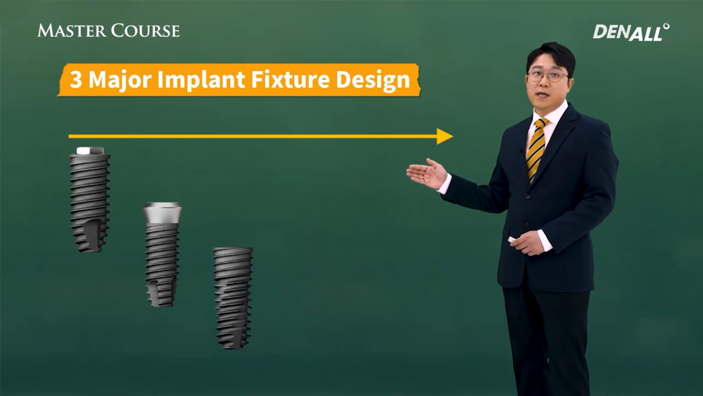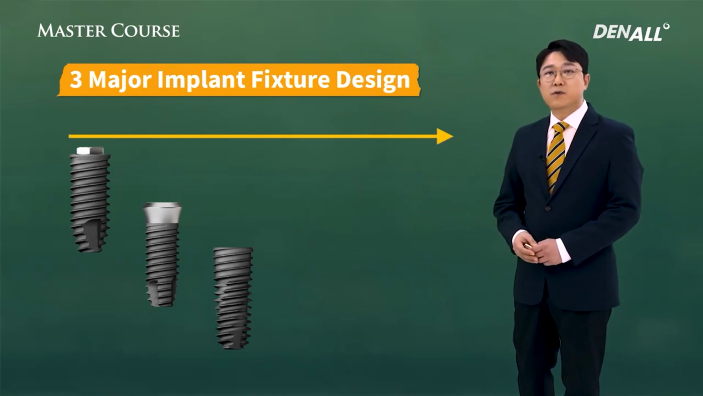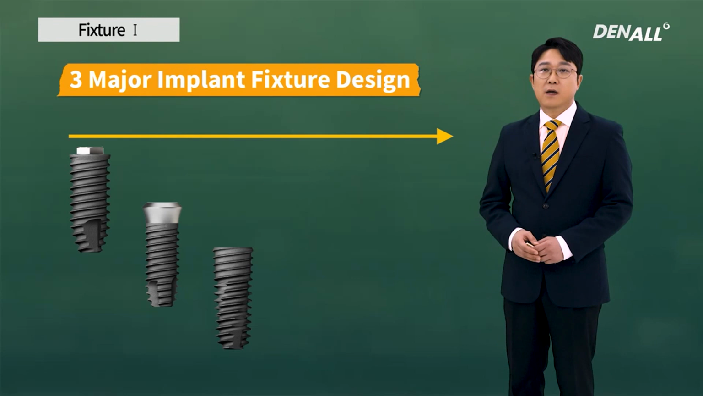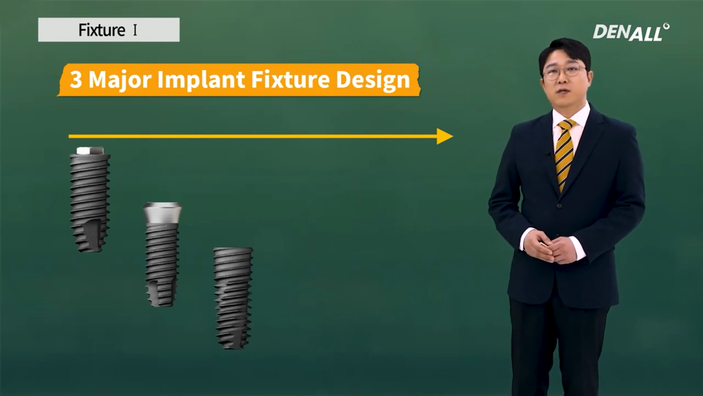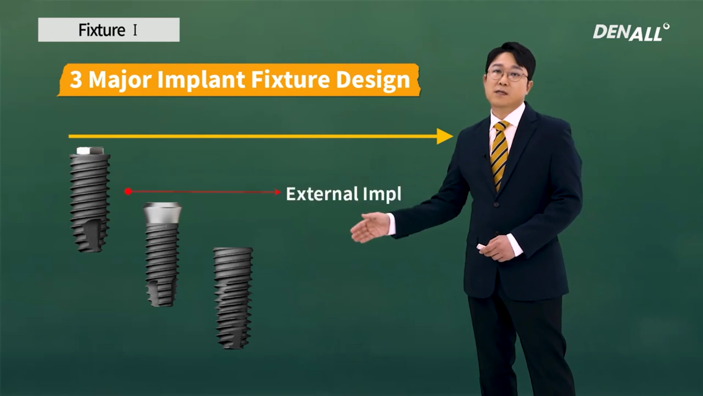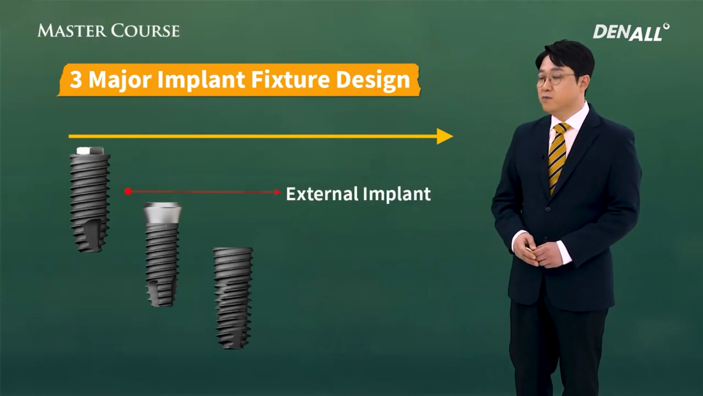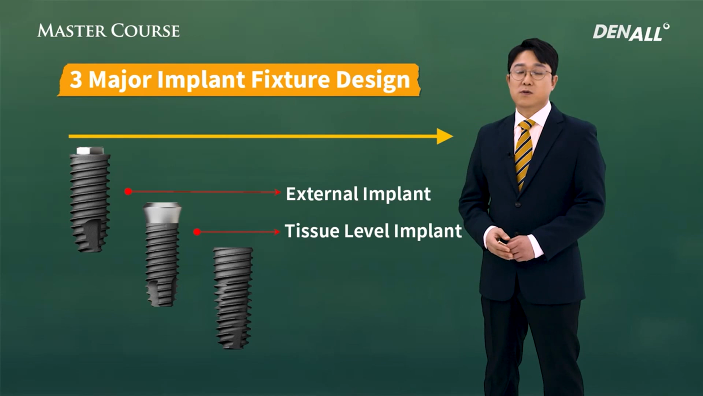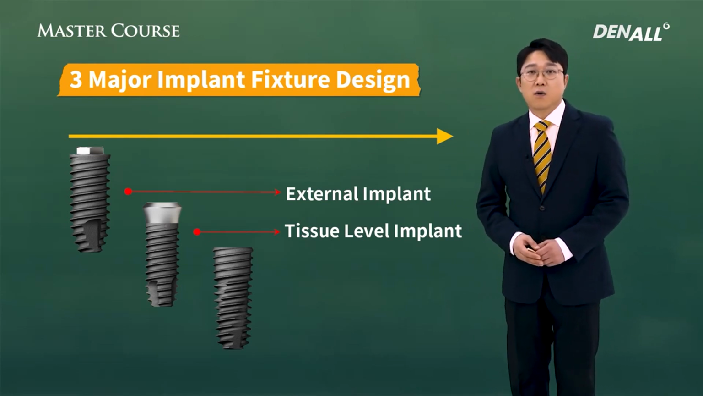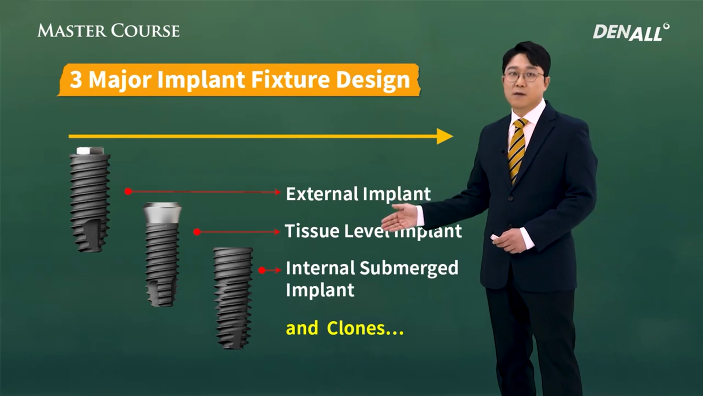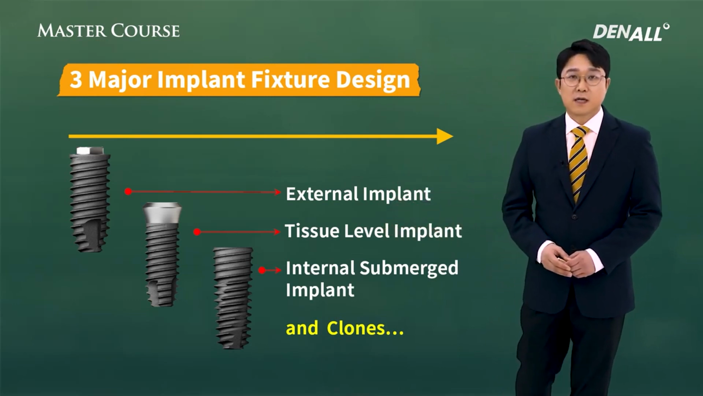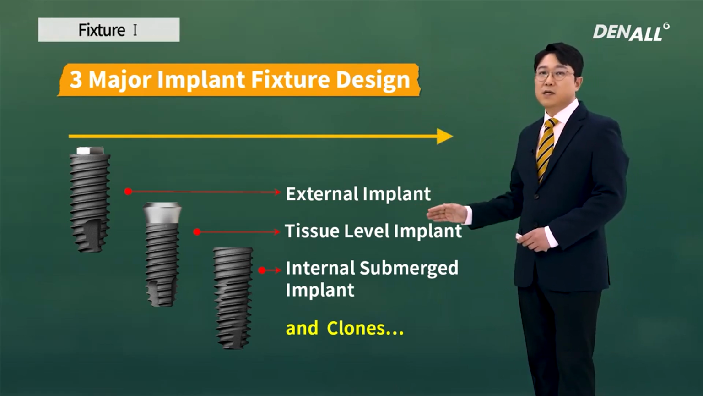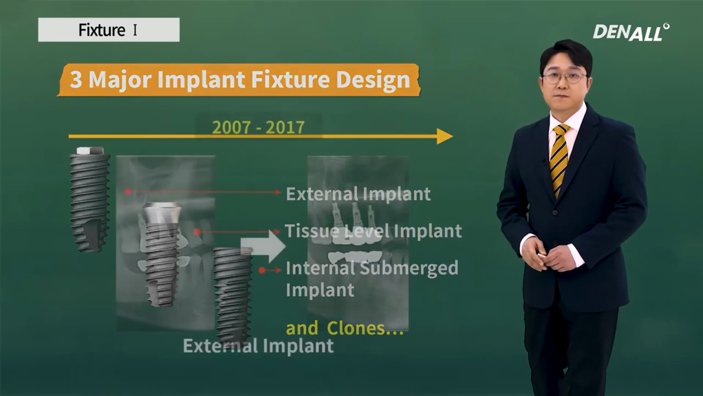If you look at here, there are 3 types of fixtures. Today, most implants are one of these 3. The very first modern implant design to be placed at the bone level is the external type. Osstem sells the type under the name of US. The implant that is placed at the gingival level is a tissue level implant. Osstem sells it under the name of SS, and the internal submerged implant is placed below the bone level. Osstem sells it under the name of TS. So these 3 implants are in the mainstream.